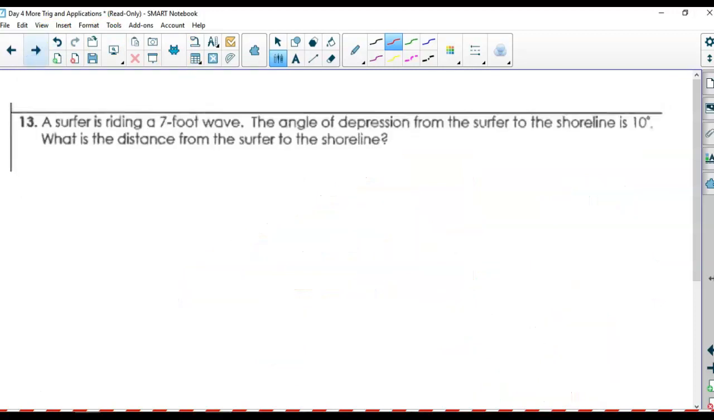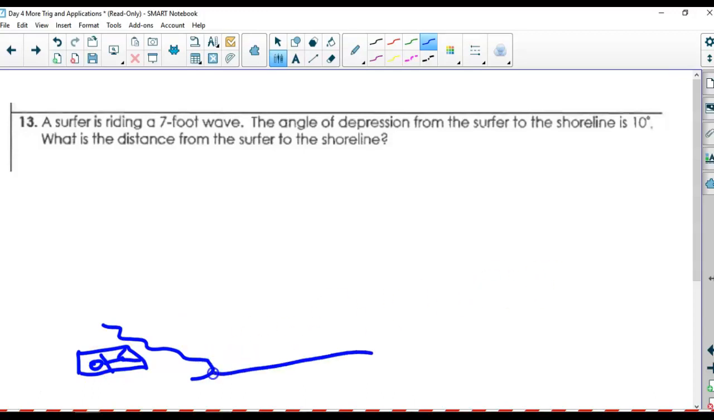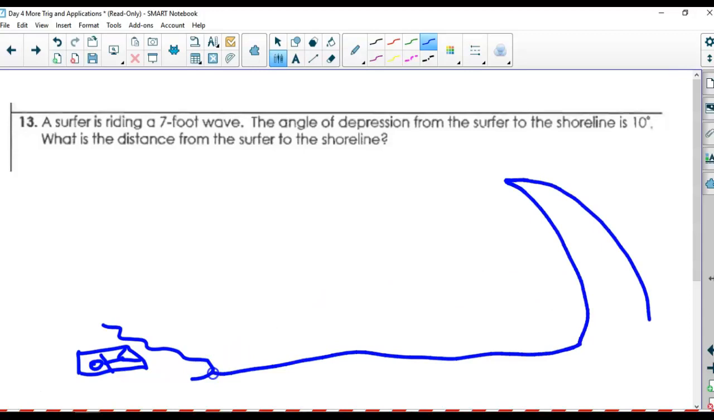All right, number 13 is an angle of depression question. I can't draw, guys. Okay, so here's the beach over here. People are laying out on their towels. Okay, and here's the water, and this guy's out here, and he's up on a big wave. That's a wave, okay? So he's on his surfboard up here.